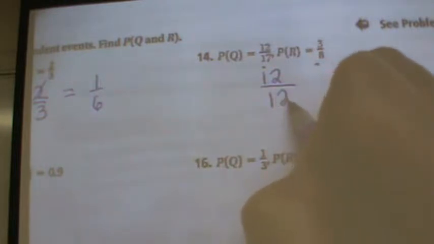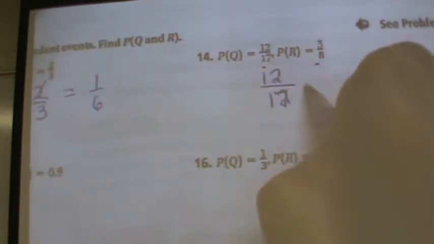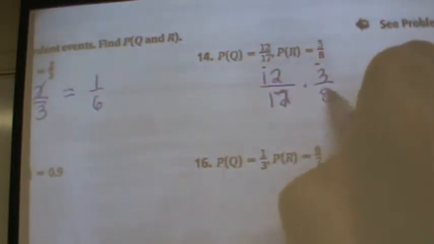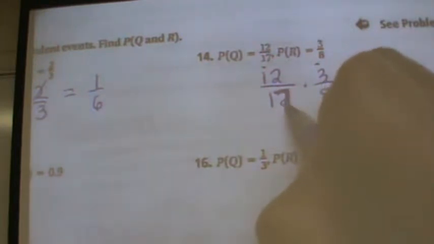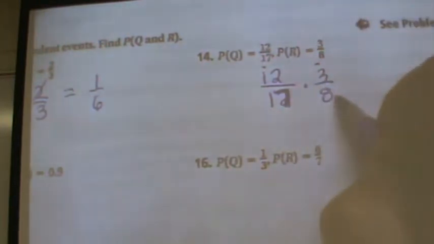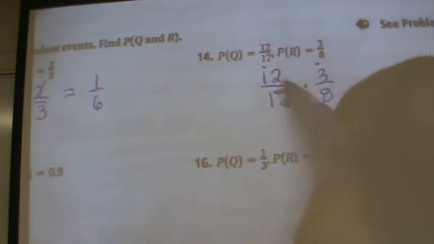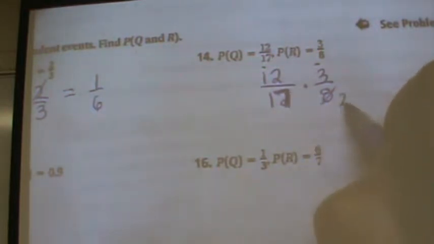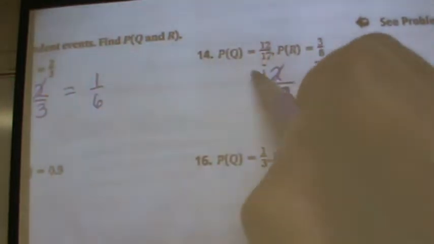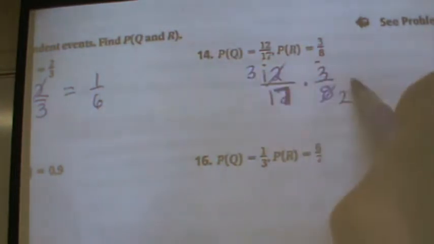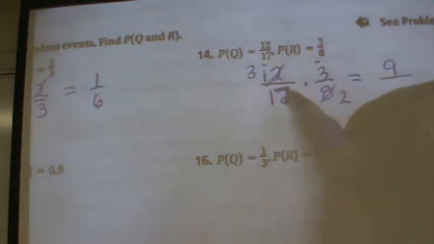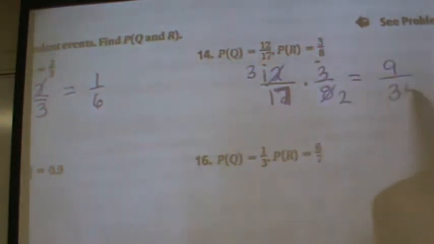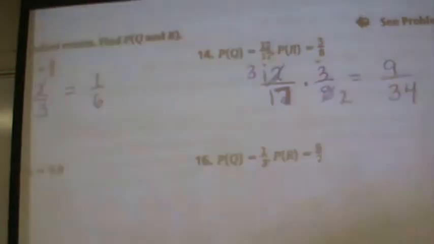So picking this, 12/17ths and 3/8ths. What would I do? Multiply them. I can see that 4 goes into 12 and 8. 4 goes into 12 3 times. So 3 times 3 is 9, and 17 times 2 is 34. Questions?